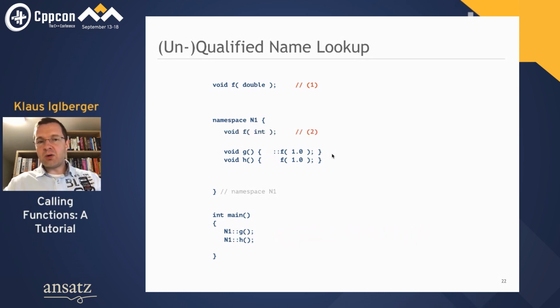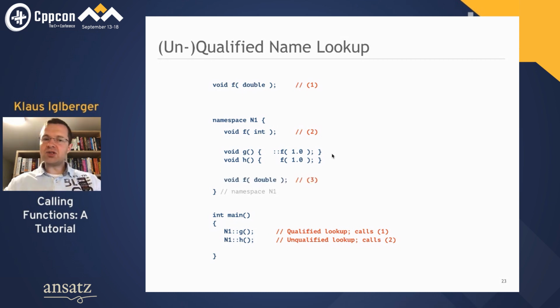So I now get my function 2 back, but I get rid of the explicit n1 qualifier. This is now explicitly specifying I want to call a function from the global namespace. For that reason now, f calls function 1 in the global namespace, and h calls, just as before, function 2. Qualified lookup versus unqualified lookup again.